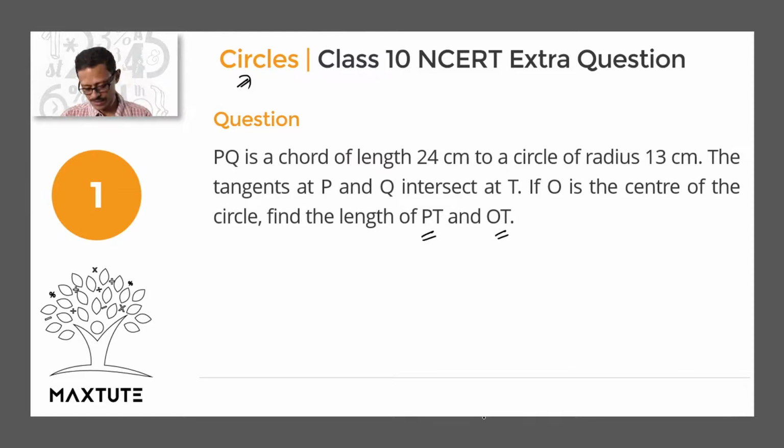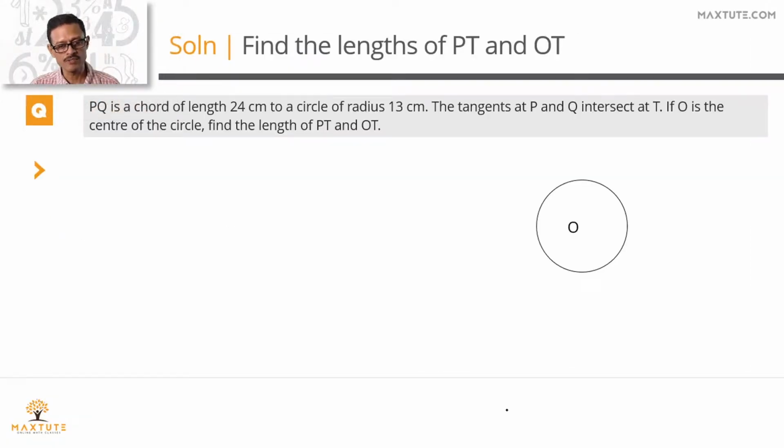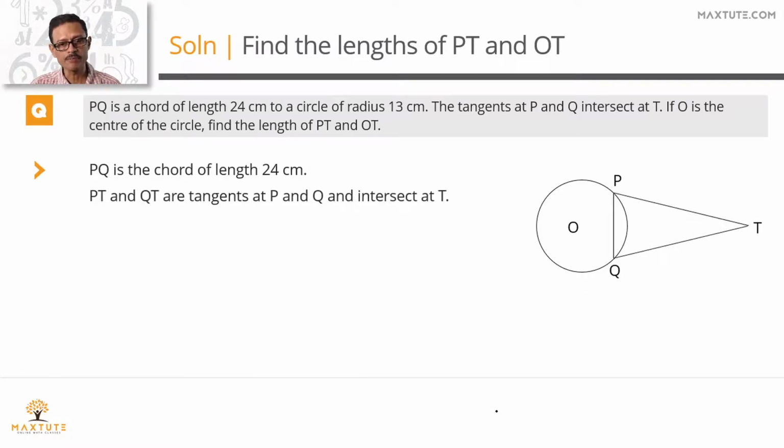Let's start by describing the circle. O is the center of the circle. This is the circle we are talking about. Let's draw a chord whose length is 24 units. Let the chord be PQ. From P and Q, we're going to be drawing two tangents such that they intersect at point T.